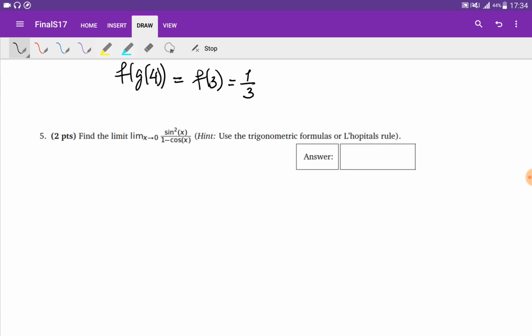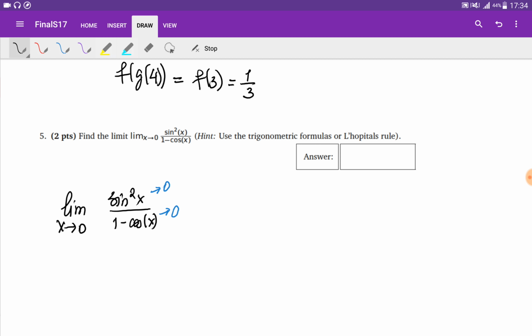Problem number 4 is on the indeterminate limits. So the limit of sine square of x divided by 1 minus cosine of x, when x goes to 0, is going to have the 0 over 0 form, because when x goes to 0, this function goes to 0, and this function in the denominator also goes to 0, since cosine of 0 is equal to 1.